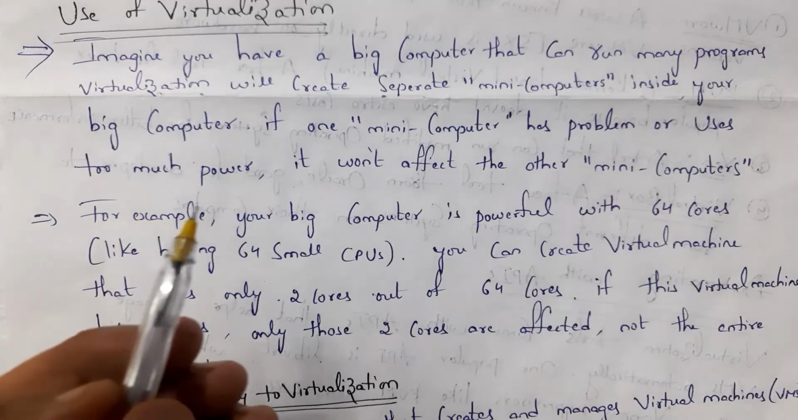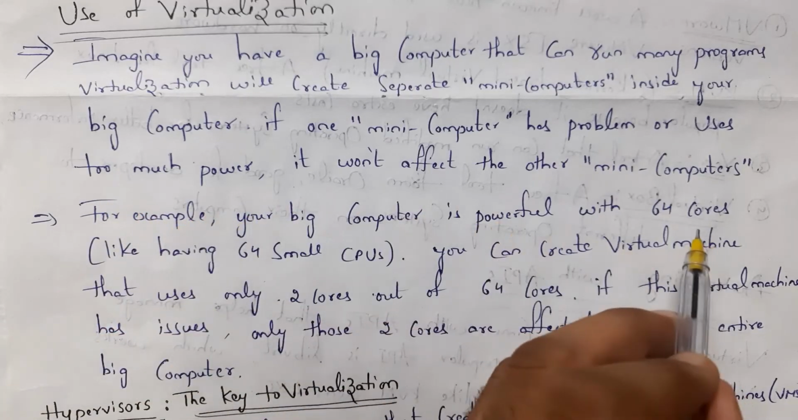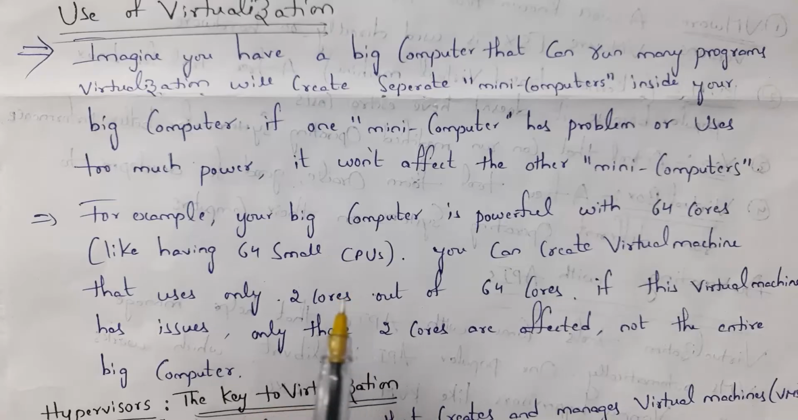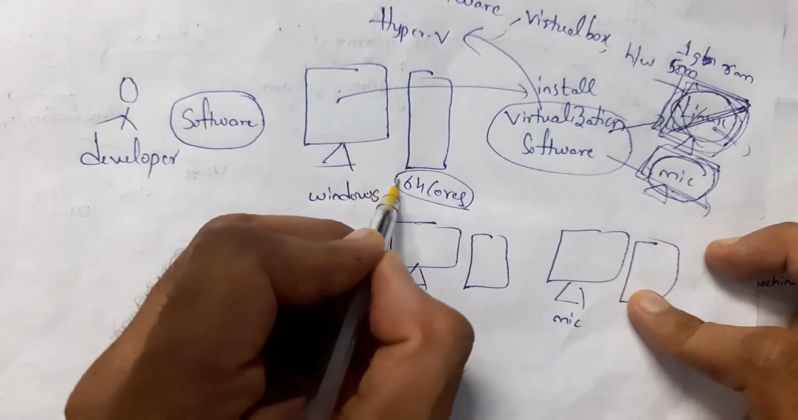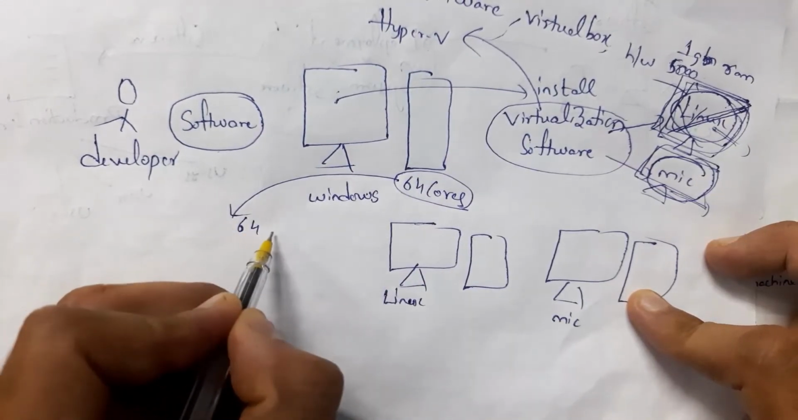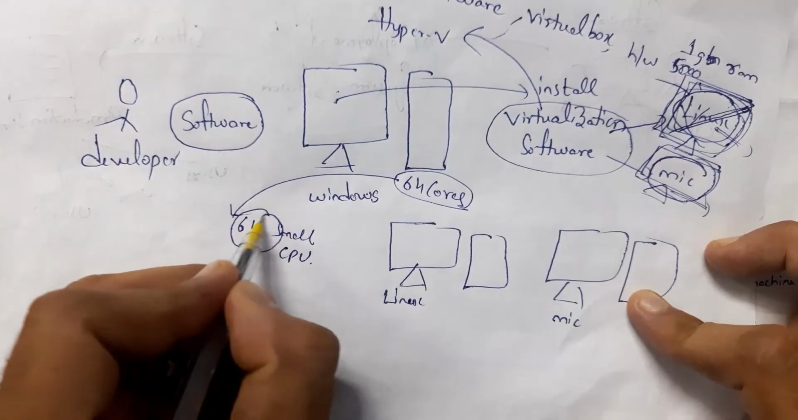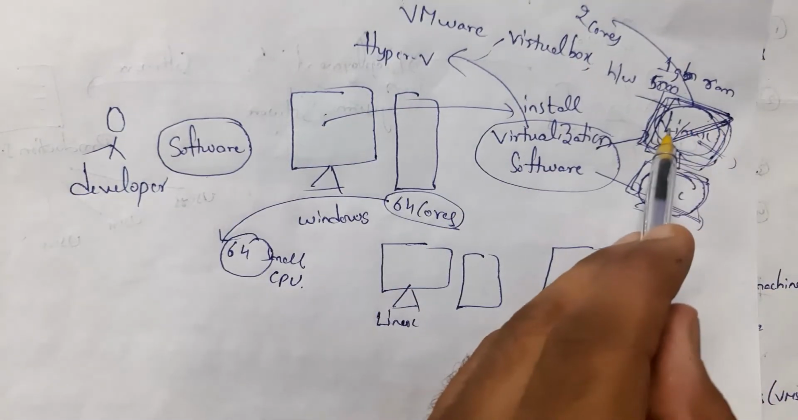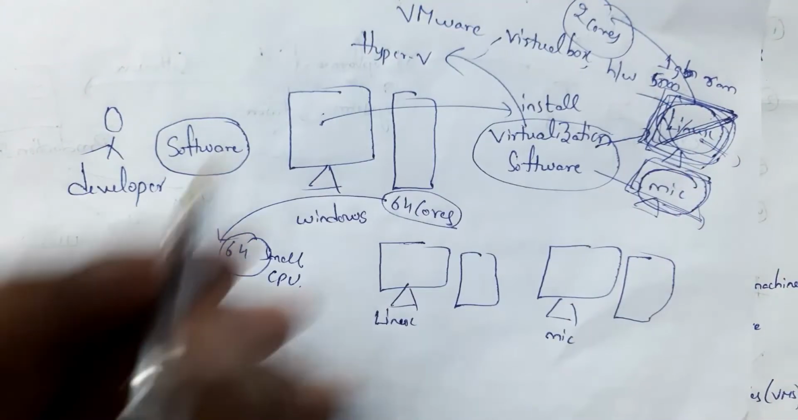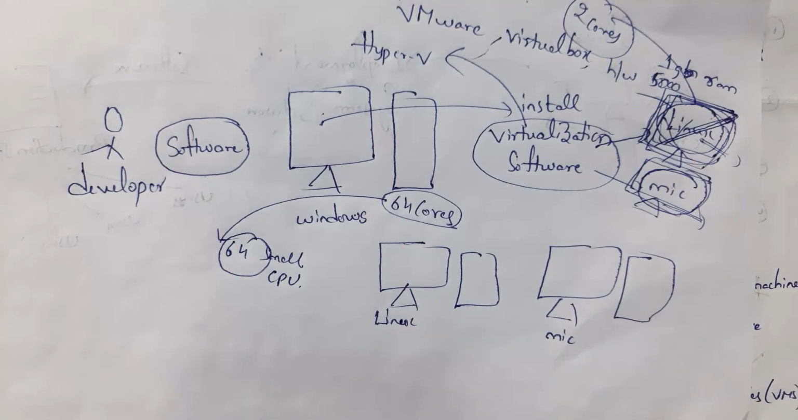For example, your big computer is powerful with 64 cores, like having 64 small CPUs. You can create a virtual machine that uses only 2 cores out of 64 cores. If this virtual machine has issues, only those 2 cores are affected, not the entire big computer. For example, let us say your Windows computer has 64 cores. That is nothing but 64 small CPUs. So out of the 64, I can create a Linux operating system using only 2 cores. So if there is any problem, only 2 cores will be affected out of 64 cores. So the entire system will not get affected.